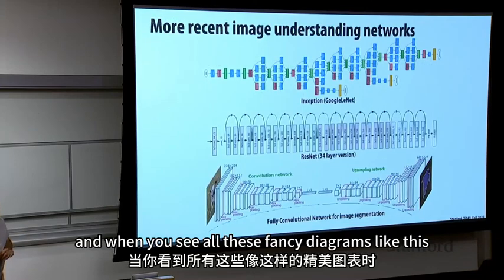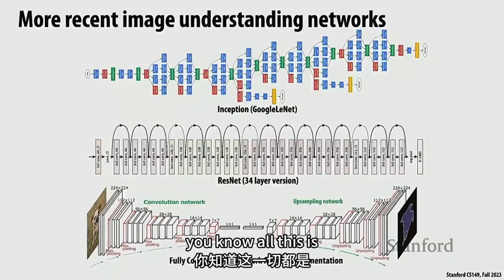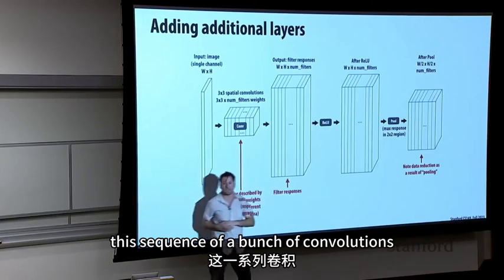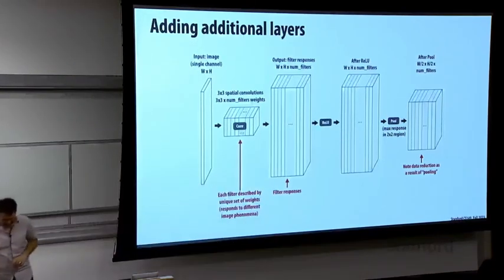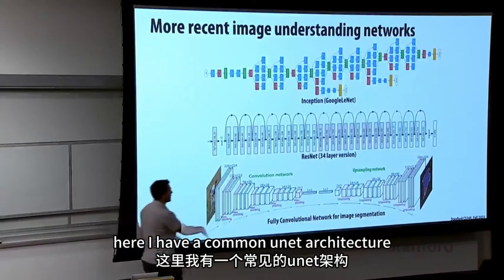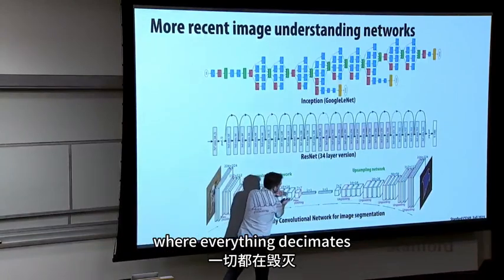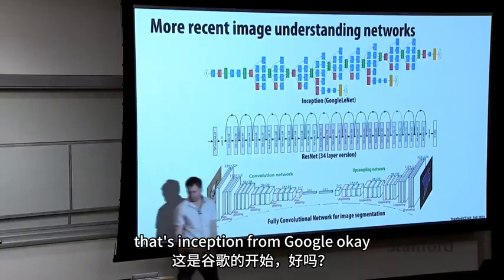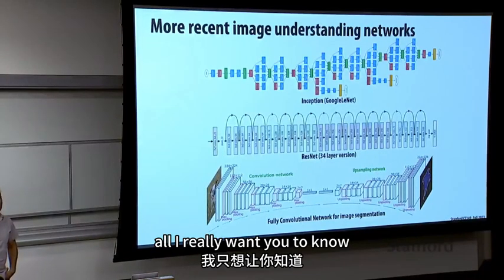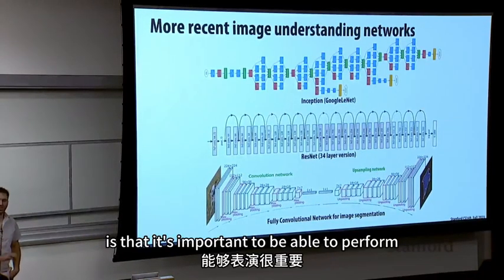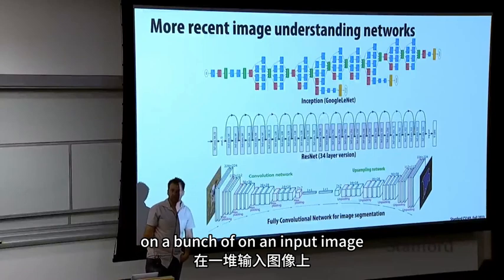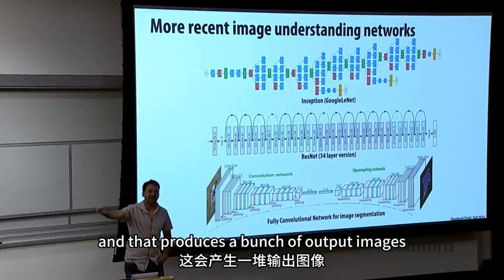And when you see all these fancy diagrams like this, each one of these blocks is largely a sequence of a bunch of convolutions, or at least that's the computational meat of it, wired up in very different ways, right? So here I have ResNet, here I have a common UNet architecture where everything decimates and then it comes back. That's Inception from Google. Okay, so at this point, all I really want you to know is that it's important to be able to perform a bunch of convolutions on an input image, and that produces a bunch of output images.